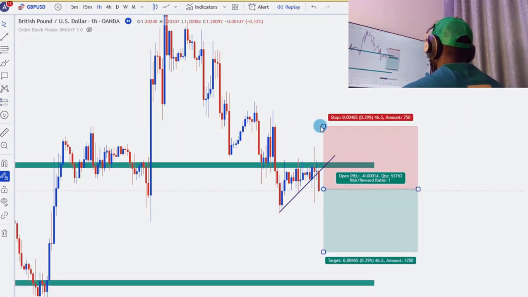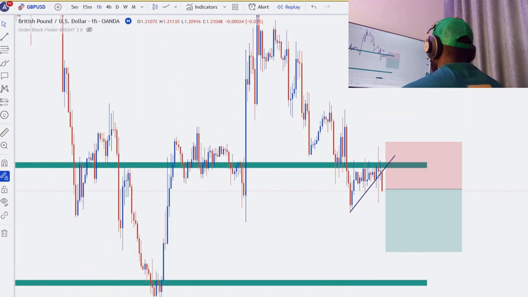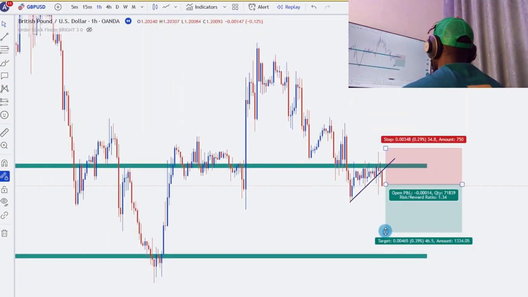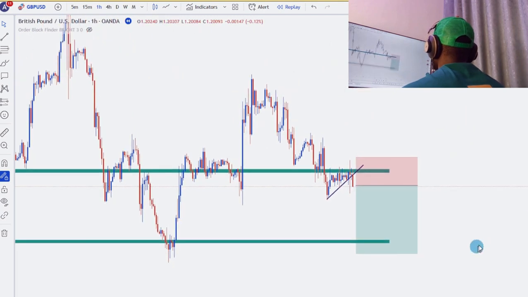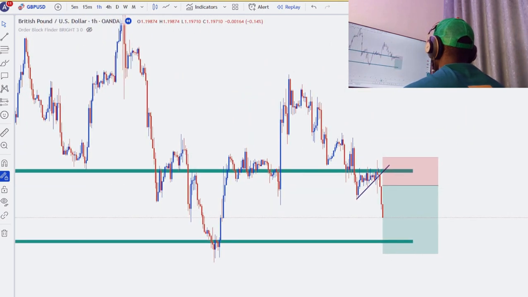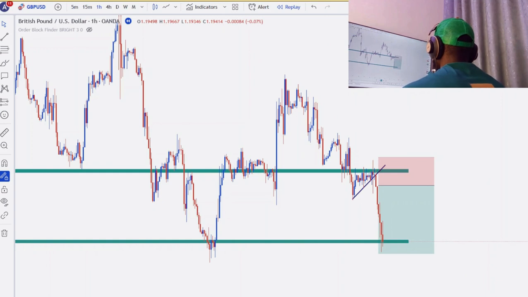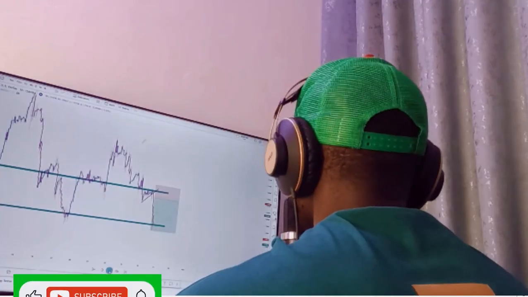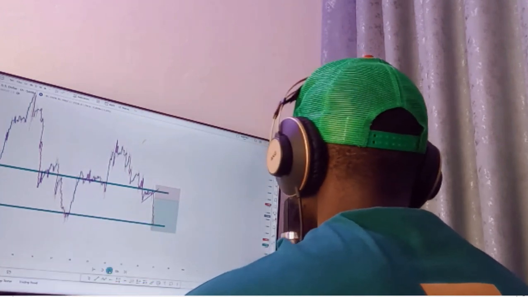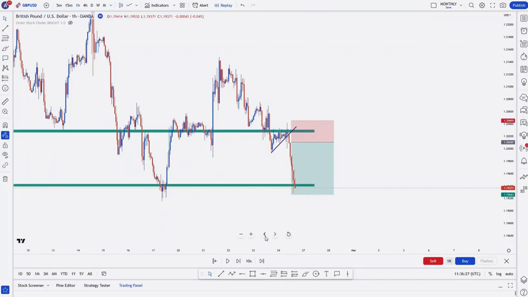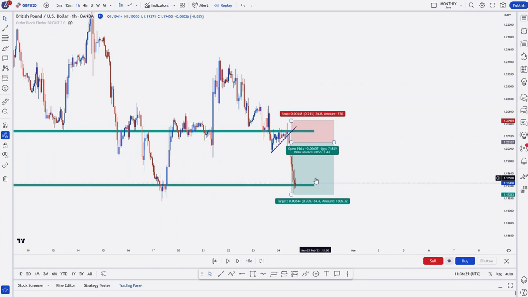Price has broken the counter trend line to the downside. We are risking about 34 pips to make 80 pips down to the support level. Price has got into the take profit level. This is one of the easiest ways to trade break and retest strategy without any stress in the market.